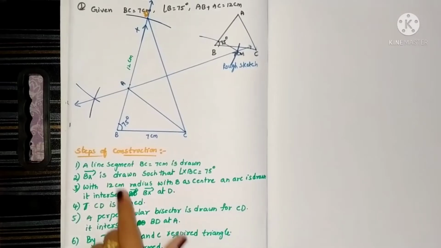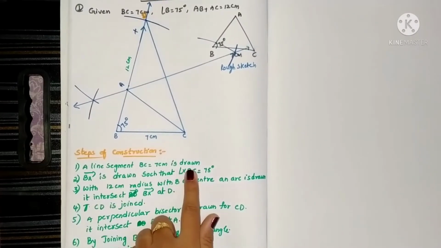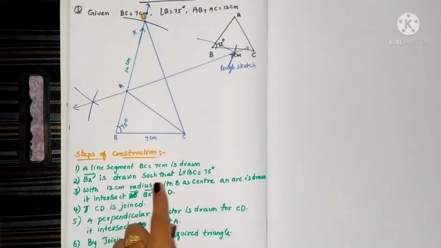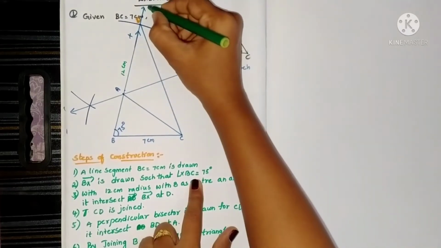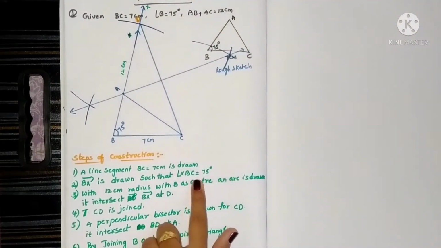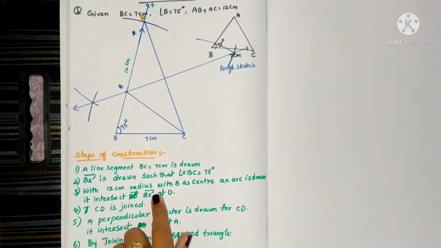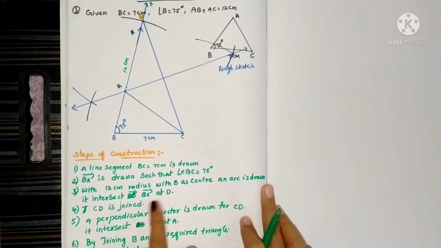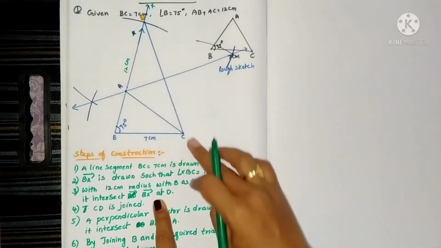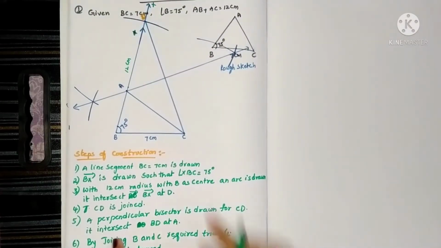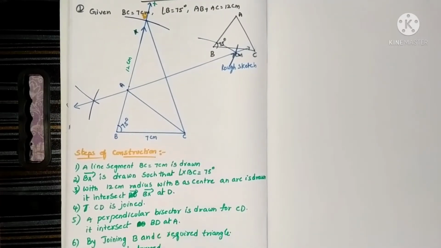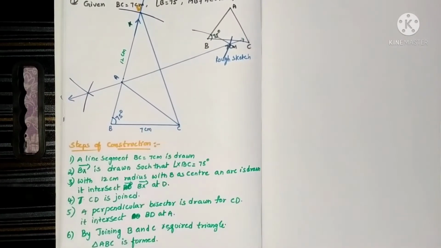Steps of construction. First a line segment BC equal to 7 centimeters is drawn. Now BX ray is drawn such that angle XBC is 75 degrees. Now with 12 centimeter radius, with B as center, an arc is drawn. It intersects BX at D. Now join C and D. A perpendicular bisector is drawn for CD. It intersects BD at A. By joining A and C, the required triangle ABC is formed.